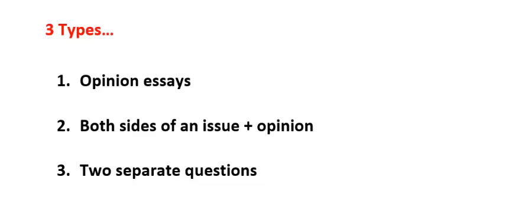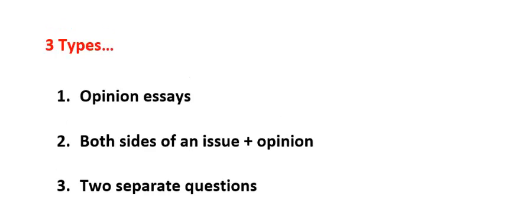One is opinion essays, in which you have to give your opinion and have a clear position that you support in your essay. Another is where you have to write about both sides of an issue and then give your opinion. And then the third type is where you have two separate questions within the essay question, or two parts of a question. So for each of these essay types, we'll look at the task words that are involved, the basic essay structure for each type of essay, and then we'll look at a model essay to show you really how it all links together.